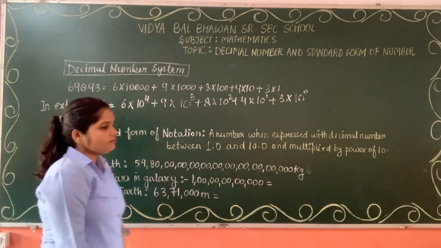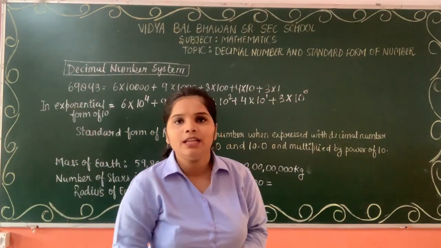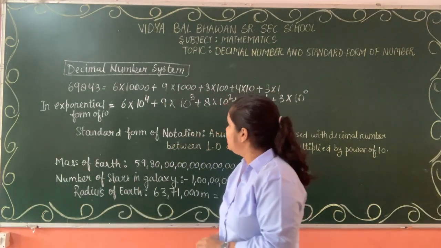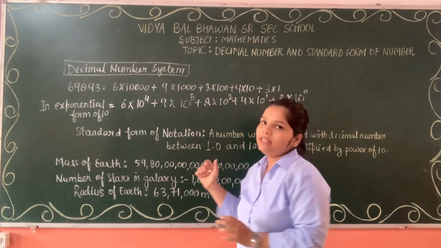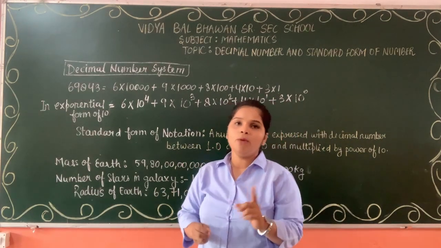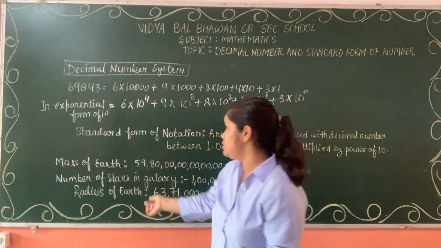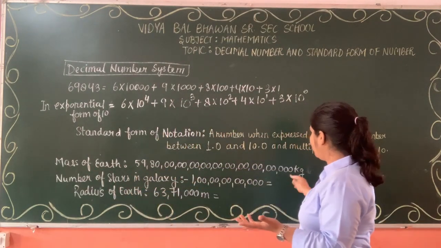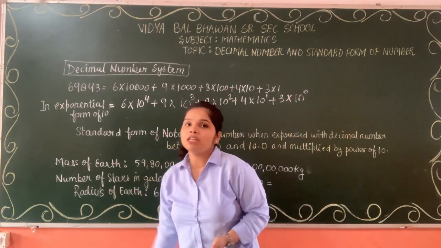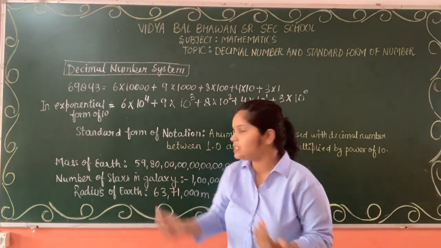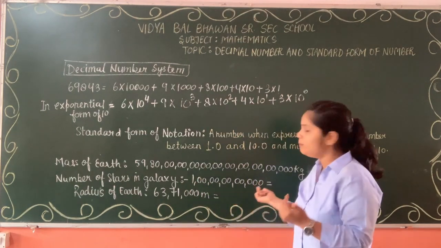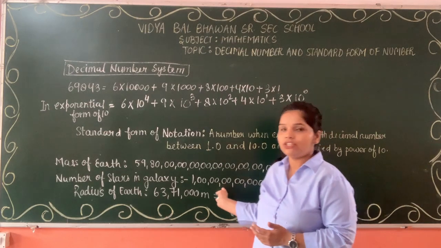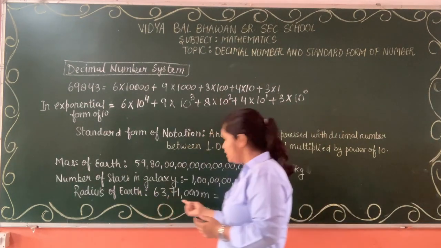Next one is the standard form. Basically, we are dealing with very large number in this chapter. So here also a number can be written in standard form. There are very large numbers. Suppose mass of Earth, you can see mass of Earth, very large number, and this is kg. Number of stars in the galaxy, we cannot count, still we are having a number, approximate counting of that number. So here it is written, it is a very large number. Radius of Earth, it is a large number.